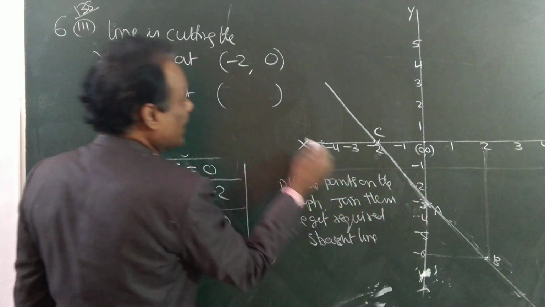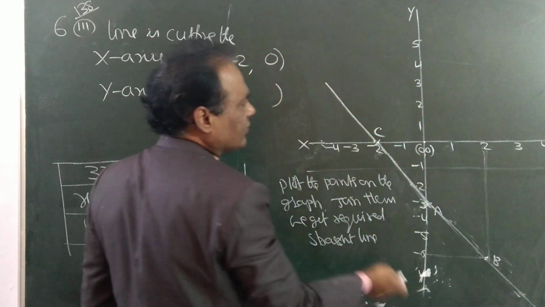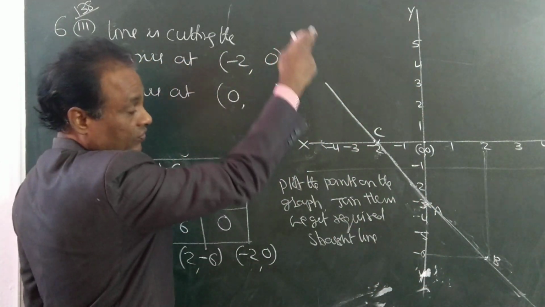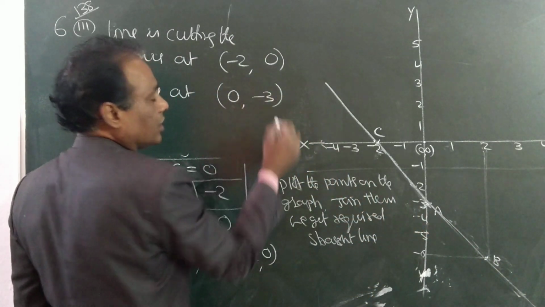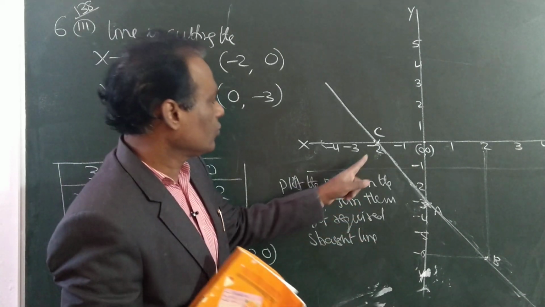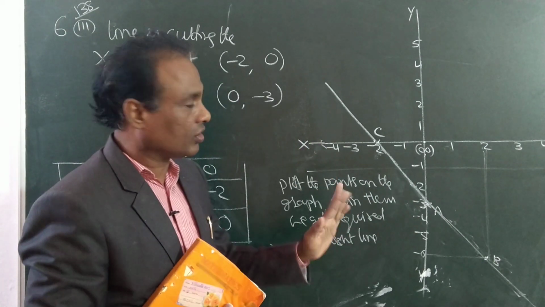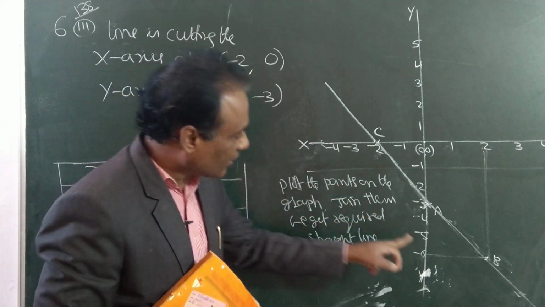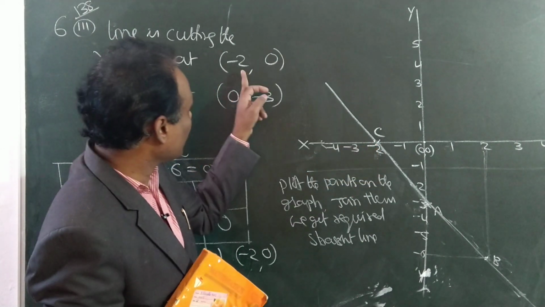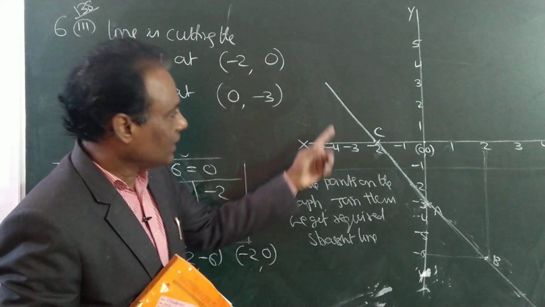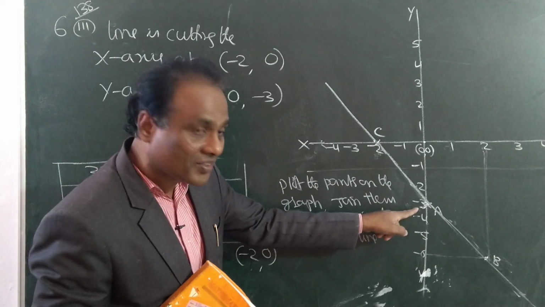So what is the x value here? Everywhere on the y-axis, the x value is 0. The x value is always 0 on the y-axis. So what is the y value? Minus 3. One important question is this one. Where the line is cutting the axis, that is our question. So the line is cutting both the x-axis and also the y-axis. Where is it cutting the x-axis? Here. What is the x value? Minus 2. Y value? 0. It is also cutting the y-axis. On the y-axis the x value is 0, y value is minus 3.